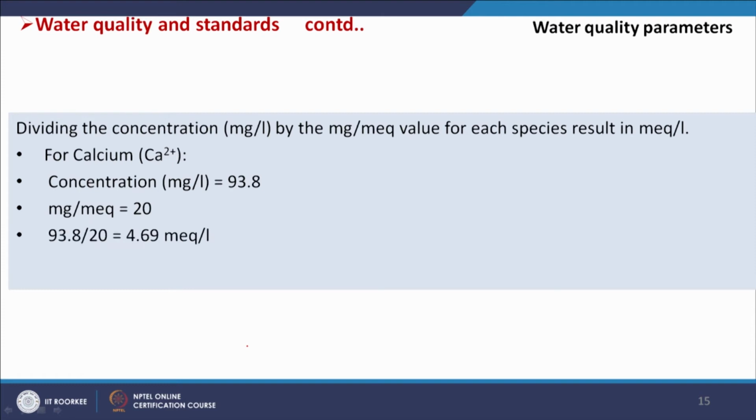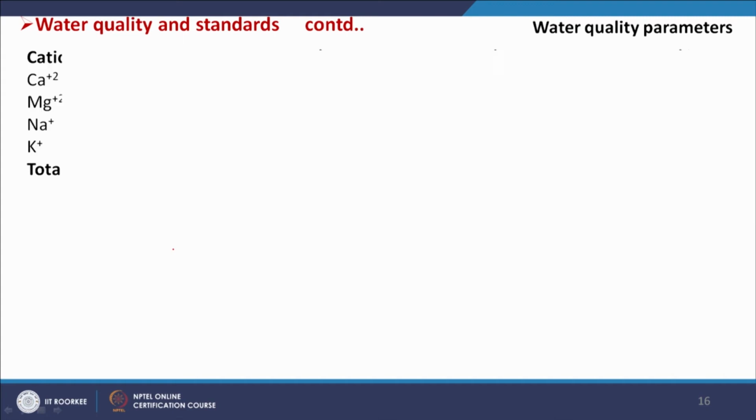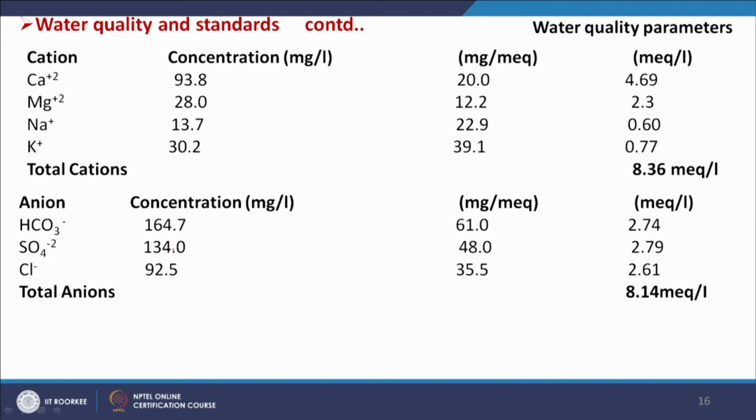Then dividing the concentration in mg per liter by the mg per milliequivalent value for each species results in milliequivalent per liter. For calcium, the concentration in this case is 93.8 mg per liter. So, we will divide it by its mg per milliequivalent, 93.8 divided by 20, which gives 4.69 milliequivalent per liter. So, in this particular case, we are getting 4.69 milliequivalent per liter for calcium. In a similar way, we can calculate for magnesium, sodium and potassium.